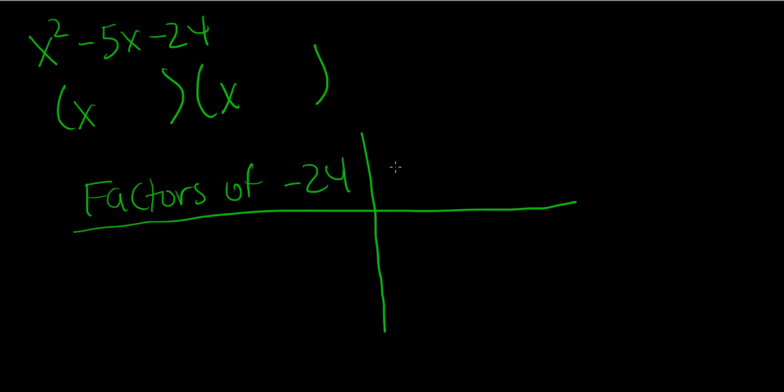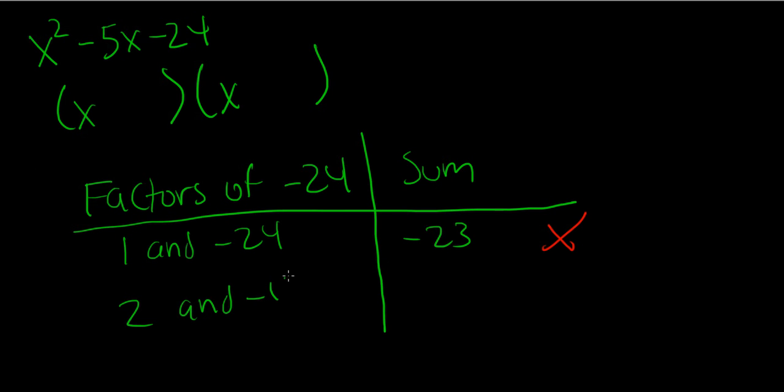So our first set of factors, let's look at 1 and negative 24. 1 times negative 24 equals negative 24, but when we add them together, we get negative 23, which does not equal negative 5. Now let's look at another set of factors, which would be 2 and negative 12. When we multiply 2 times negative 12, we get negative 24. But when we add them, we get negative 10. And we can see that negative 10 does not equal negative 5.